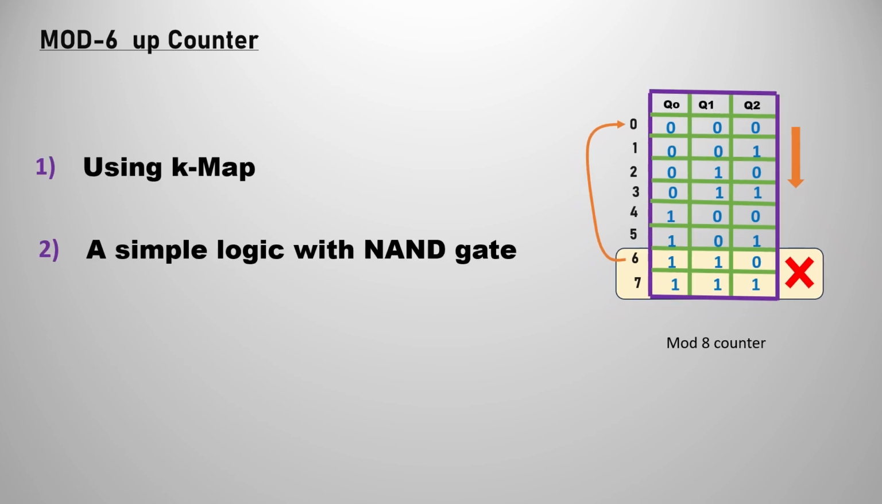In this video, the MOD-6 counter we are going to implement using 2 methods. Basically we have 2 methods to implement all these kinds of mod counters. The first one is using K-map. The second one is a simple logic with NAND gates. In the previous MOD-10 counter video we had discussed these 2 things. If you missed that video, I am giving it in the description box. Please check it out. First, let's start with the K-map.